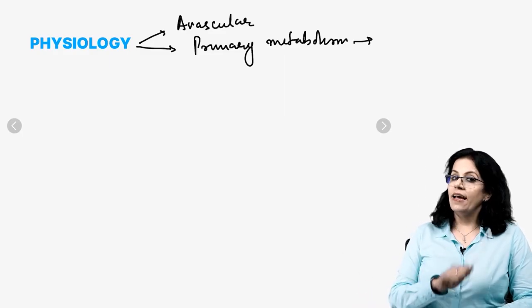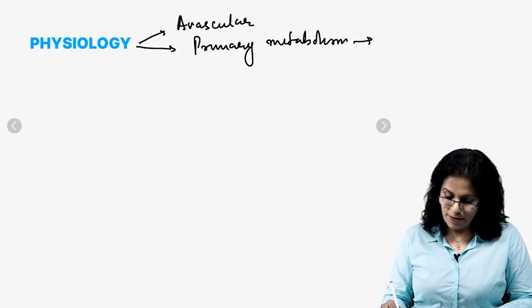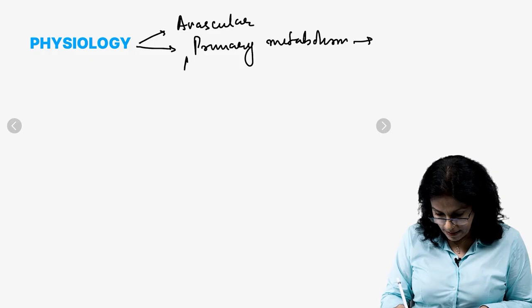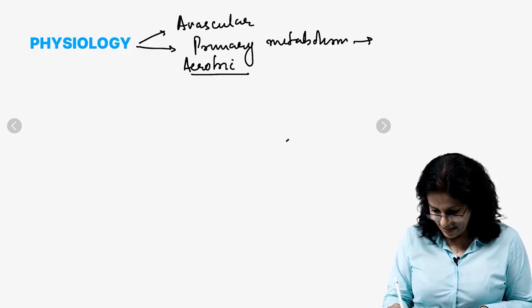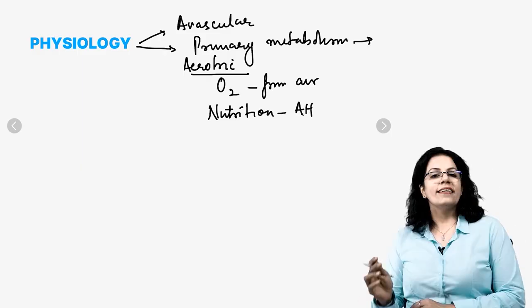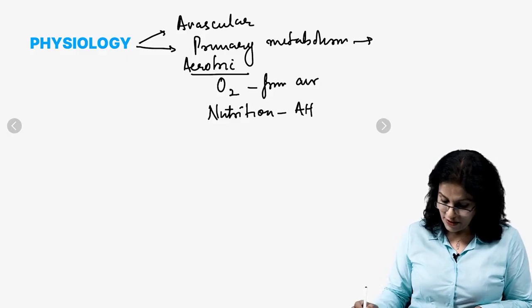Lens it was anaerobic, cornea it is aerobic. So we will learn primary metabolism is aerobic metabolism. So from where are you getting the oxygen? Oxygen is from air. We all know this. And nutrition? Nutrition is from aqueous humor. There's one very important exam question. We'll first discuss that. Then we come to the next point in physiology.